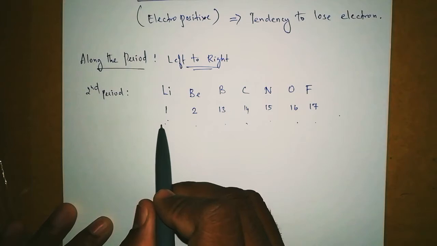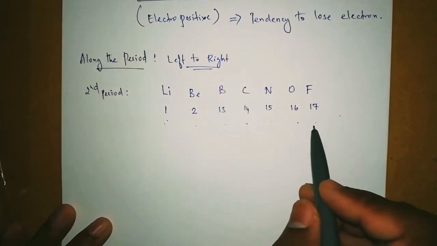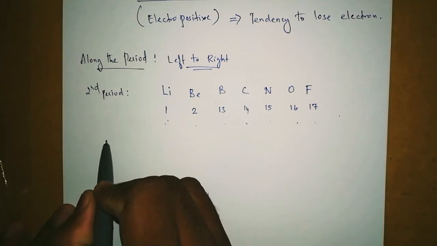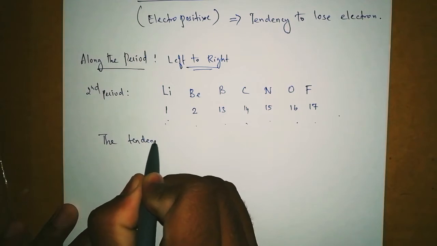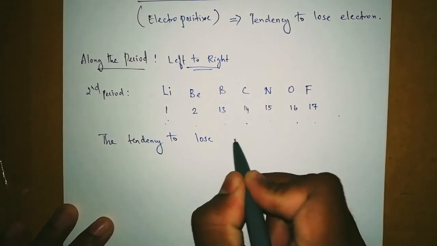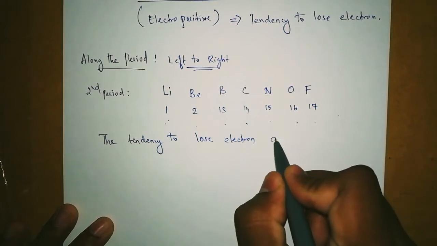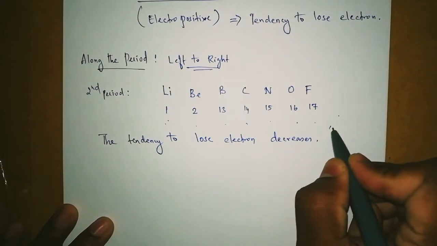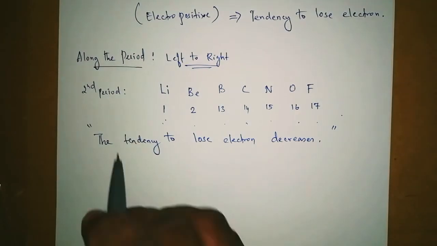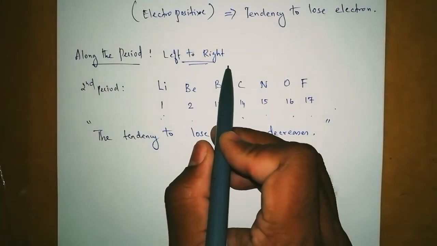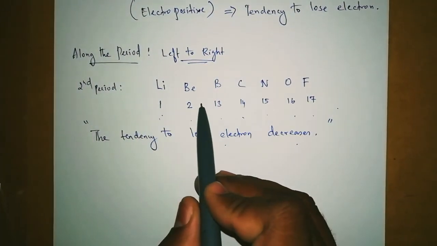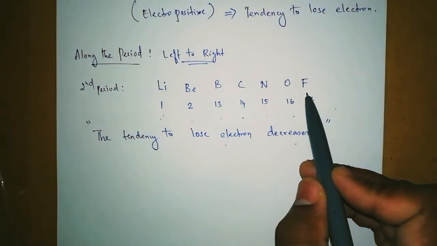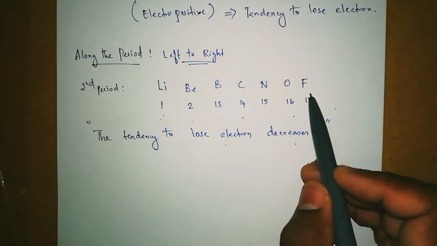So when we compare the tendency of loss of electron as we move from left to right, the tendency to lose electron decreases. Will you able to understand here? So along the period from left to right, the tendency to lose electron decreases. यहाँ पे ज़्यादा था, but as goes along the period, the tendency to lose electron decreases. I hope you will understand this.